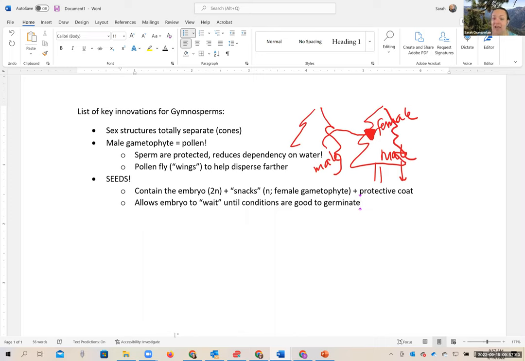Until it's time. And that can be a very long time. Right. So it depends on the species, but it can be a very long time in some cases, okay? Okay, that coat acts as protection against animals, but that coat also can have features that help with seed dispersal too.